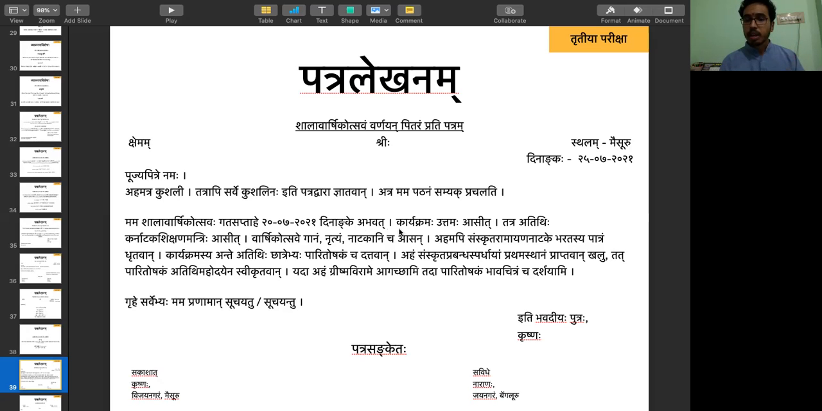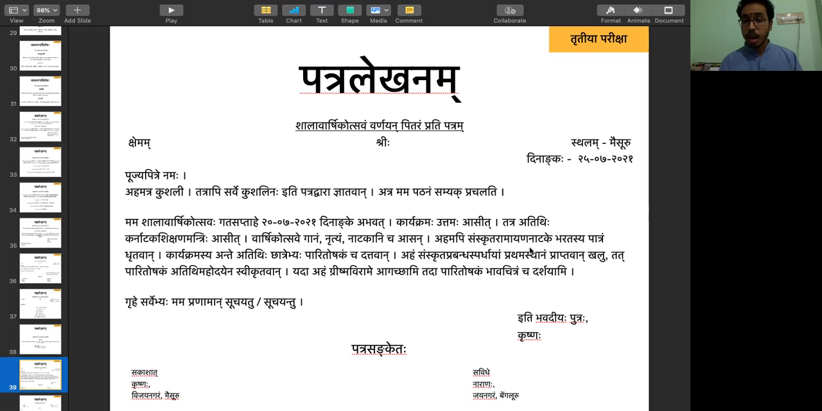Abhavat. Again, use past tense. It's something in the past. Karyakramaha uttamaha asit. So all these will be in past tense because you're talking about something that's already happened. So please keep that in mind. Karyakramaha uttamaha asit. It was good. Tatra atitihi Karnataka Shikshana Mantri asit. The chief guest was the Karnataka Education Minister. Varshikotsave Ganam Nrityam Natakani cha asan. There were music, dance and drama.